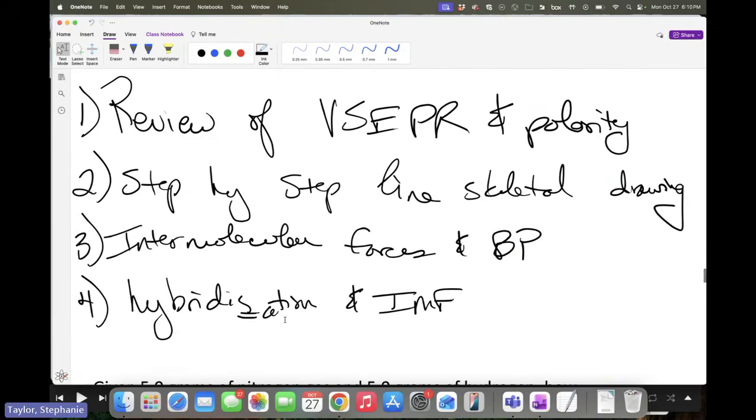Okay, so that was not all of VSEPR and that was not all of polarity, but that was a general review of VSEPR along with some polarity. If you have specific questions about particular shapes that you really wanted, then I'm happy to go over that some more. But again, it's really easy to spend a lot of time on VSEPR and polarity, at least for me.